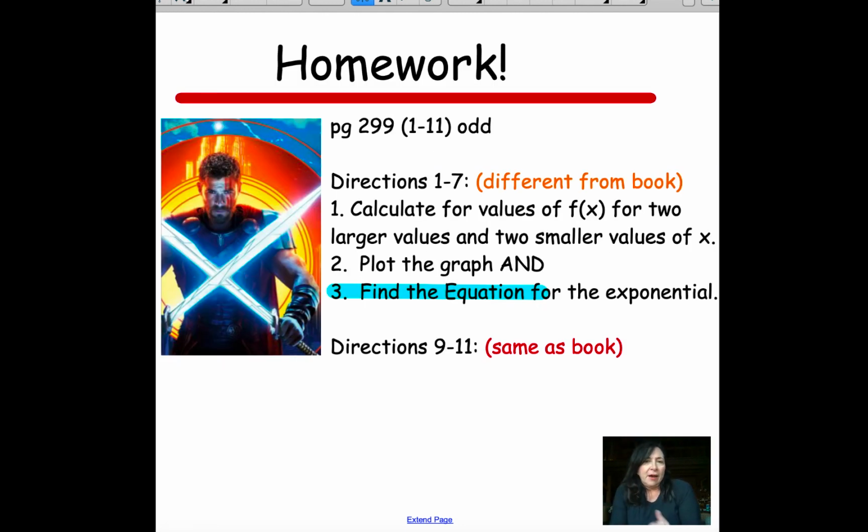So that's it. You now know how to create an equation. Your homework is 1 through 11 odd. 1 through 7, different from the book, because yes, I want you to calculate values for f of x for 2 larger and smaller than the values that they give you. I also want you to plot the graph, so you're going to sketch it. And then lastly, which the book doesn't ask you to do, but I want you to do, and you need to do this for credit, is find the equation for the exponential function that they give you. And then problems 9 and 11 are the same directions as the textbook, so you can just follow that.